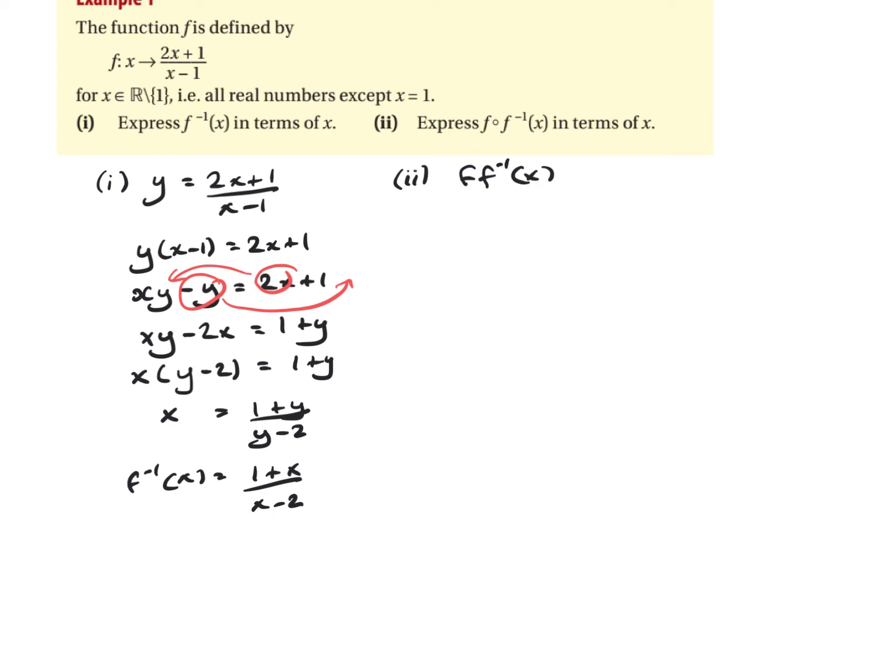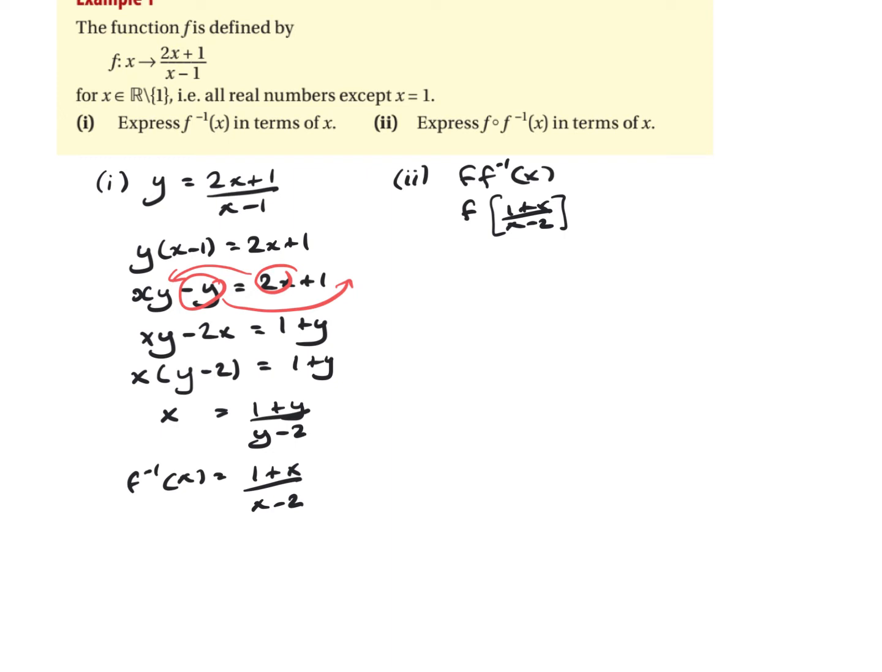Okay, so f to the minus 1 of x, we've just worked out down here, which means that through my f function, I'm now going to be sticking 1 plus x over x minus 2. So that there needs to go through this function here. So wherever I see an x, I'm going to replace it with this. Oh, great. This is going to be fun. Okay, so let's have a go.